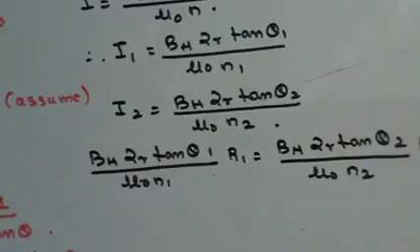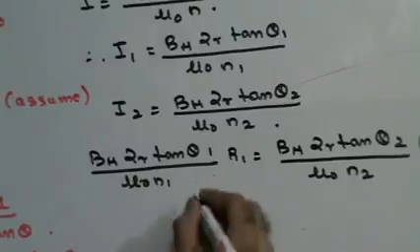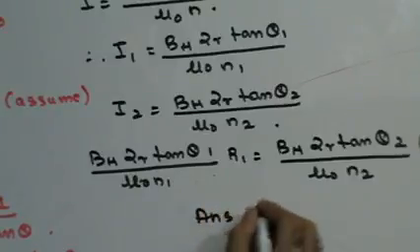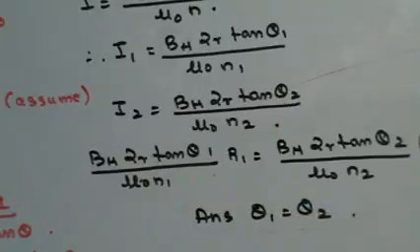You already know the relationship between R1 and R2. R2 can be written as 10 R1. You will get your relationship between tan theta 1 and tan theta 2. Answer is theta 1 should be equal to theta 2. Next, take on the next one please.